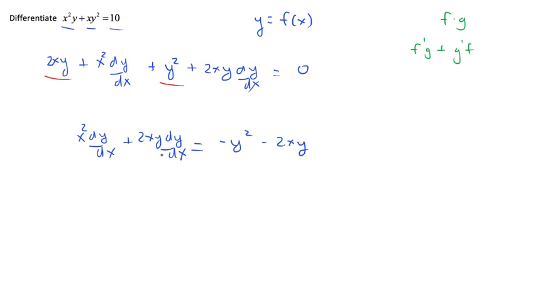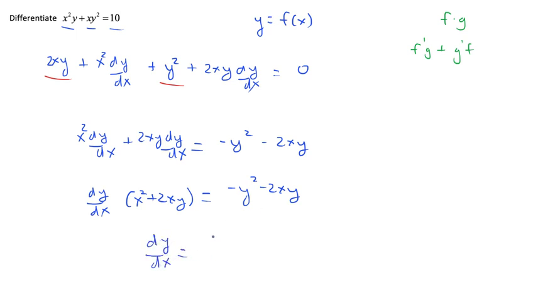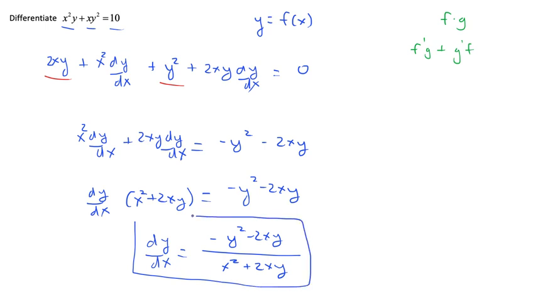Of course, the whole point of doing that is we can factor out the dy/dx. We get x squared plus 2xy. And the last step here is we're just going to divide this over to the other side, so dy/dx. In this case, our final answer is negative y squared minus 2xy, all over x squared plus 2xy. And this is our derivative. We got this by implicit differentiation.